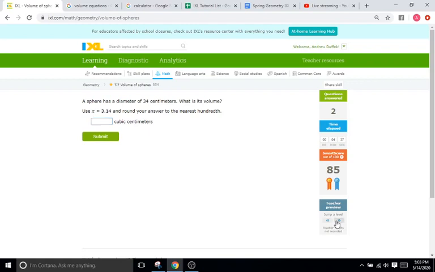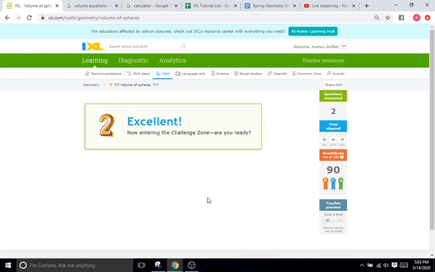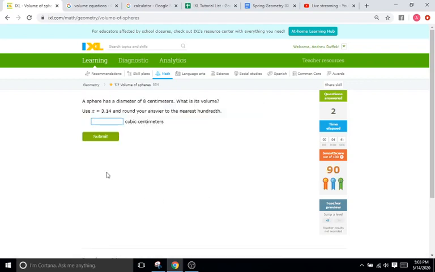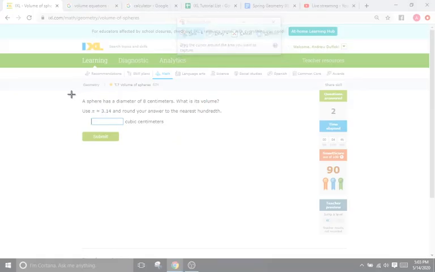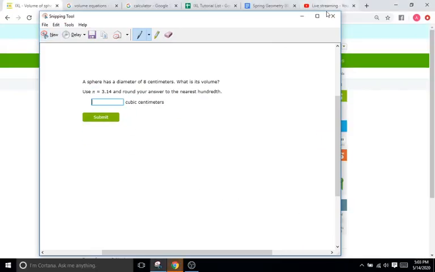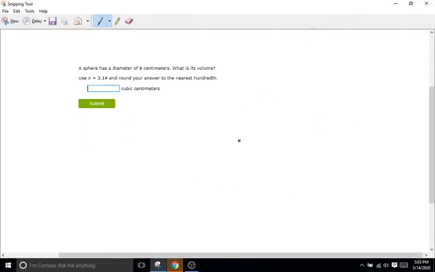Okay, so I'm going to skip and see if there's anything different. And it's pretty much the same thing. This one says diameter, so I'll just do this one real quick, just so I can make a distinction. Remember, the diameter is going to be double the radius. So our volume equation, again, is 4 over 3 pi r cubed. So we have 4 over 3 times 3.14 times our radius.